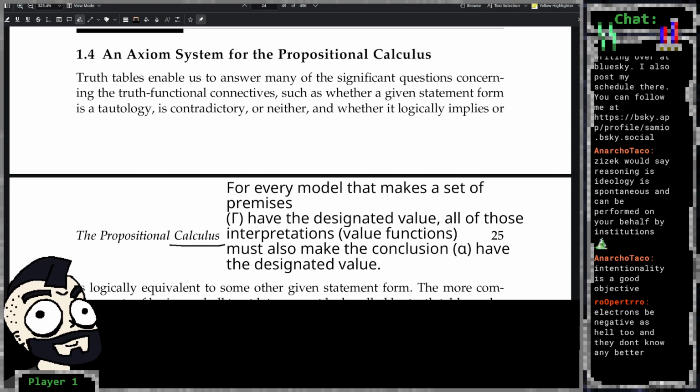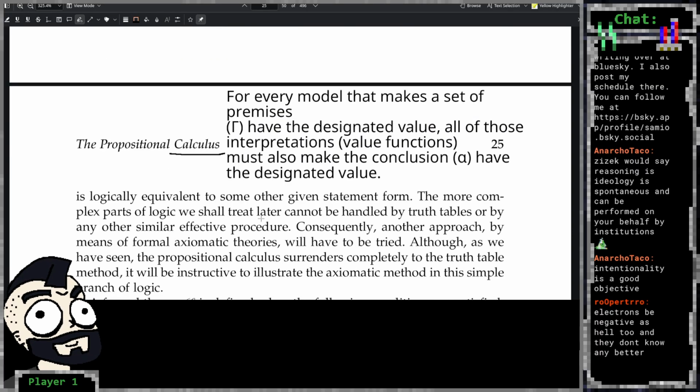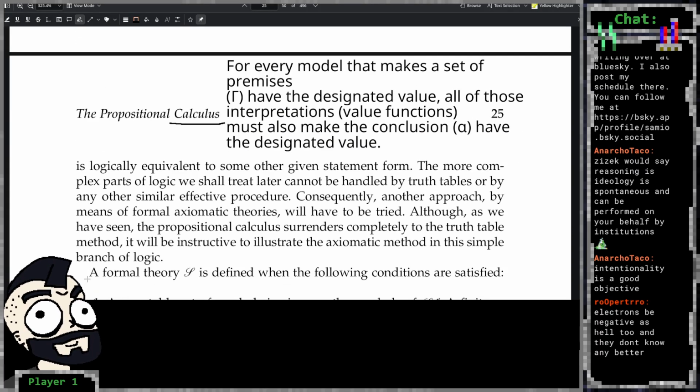Truth tables enable us to answer many of the significant questions concerning the truth functional connectives, such as whether a given statement form is a tautology, is contradictory, or neither, and whether it logically implies or is logically equivalent to some other given statement form.